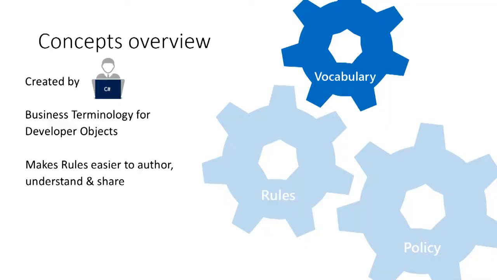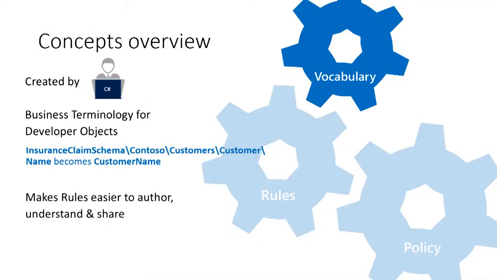The first concept I talked about is a vocabulary that you would generally have a developer create. It's really just a friendly name for developer objects. In an XML, you might have several fields, and the developer could pick and choose which ones he wants to expose to the business analyst to write the rules, and define friendly names for them. So something like insurance claim schema / contoso / yada yada yada / customer name becomes simply customer name, which your BA would understand a lot better. And that makes the rules much easier to author, right?